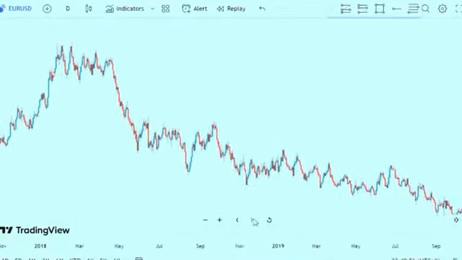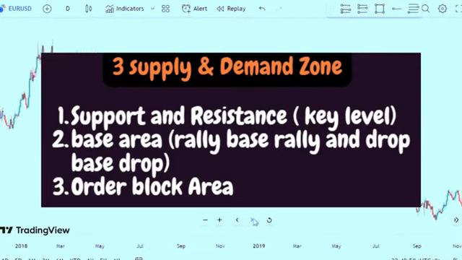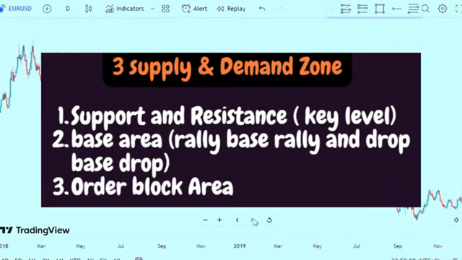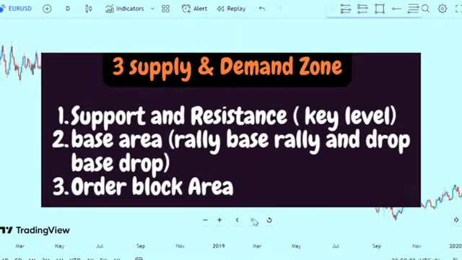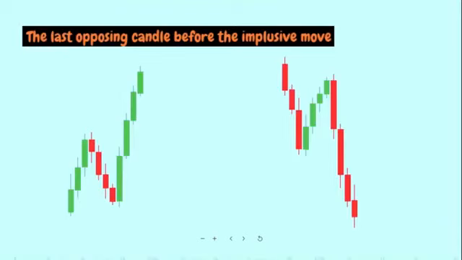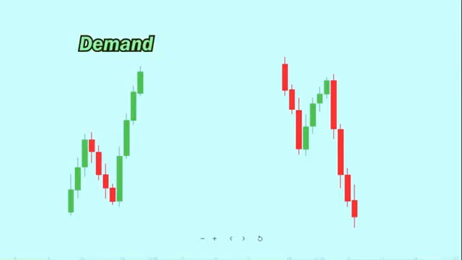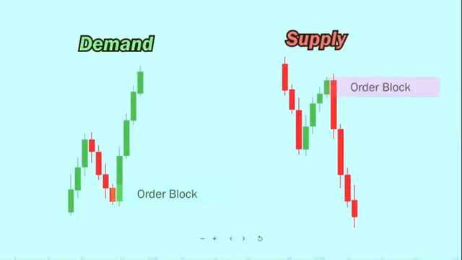The next supply and demand area is the order block, which is one of my favorites. An order block is a candle that precedes an impulsive price move. For the demand area, if the price is moving up, the demand order block is the last bearish candle before the increase. Similarly, for supply, if the price is moving down, the supply order block is the last bullish candle before the decline.